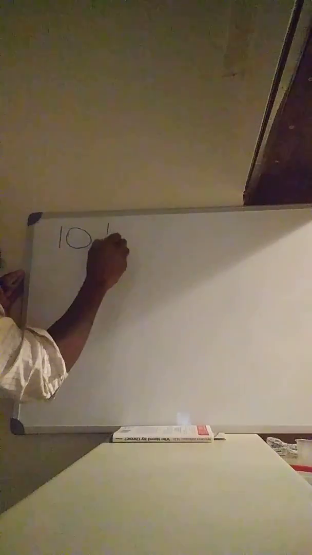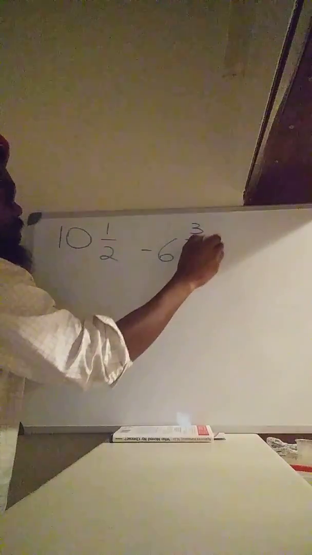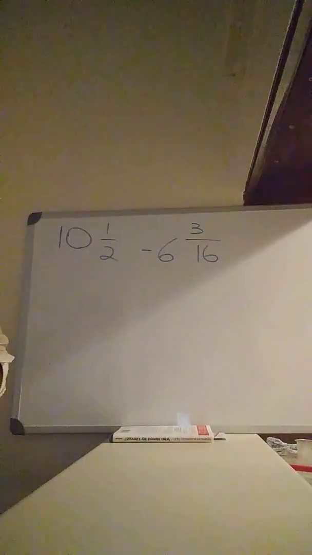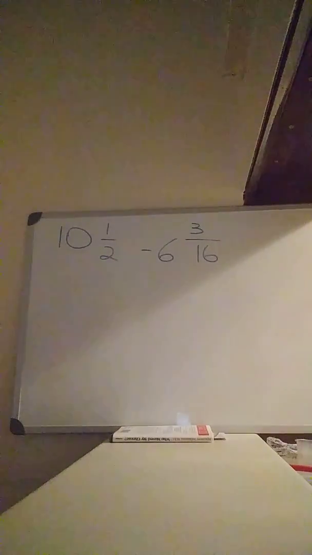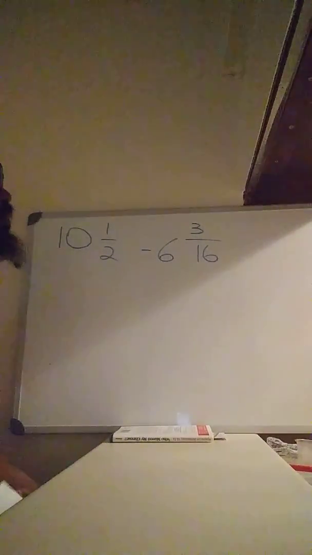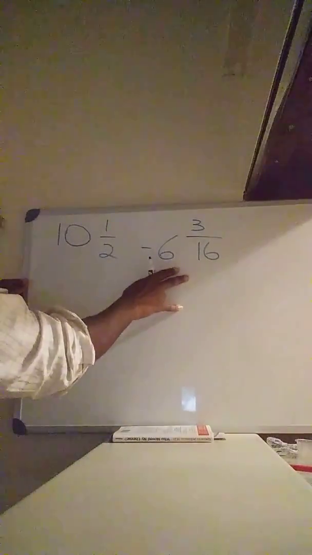Good day, everybody. Alright, so in this example, we're simply going to have 10 and a half minus 6 and 3/16. Minus 6 and 3/16. So again, the first thing that we want to do is to find the LCD.